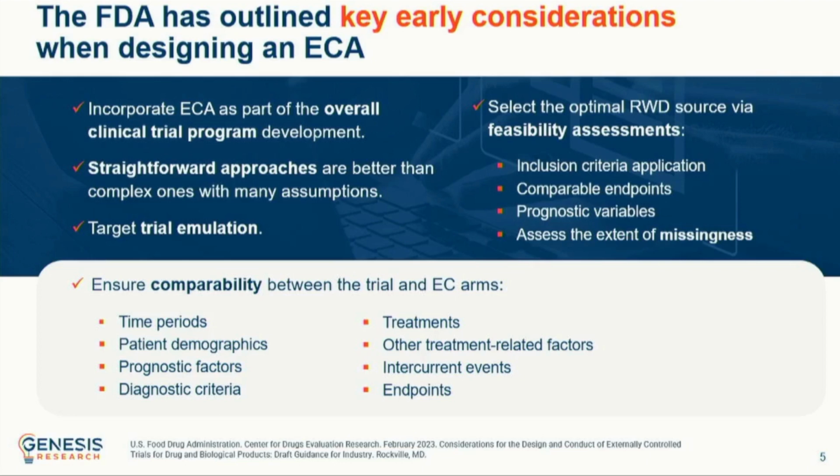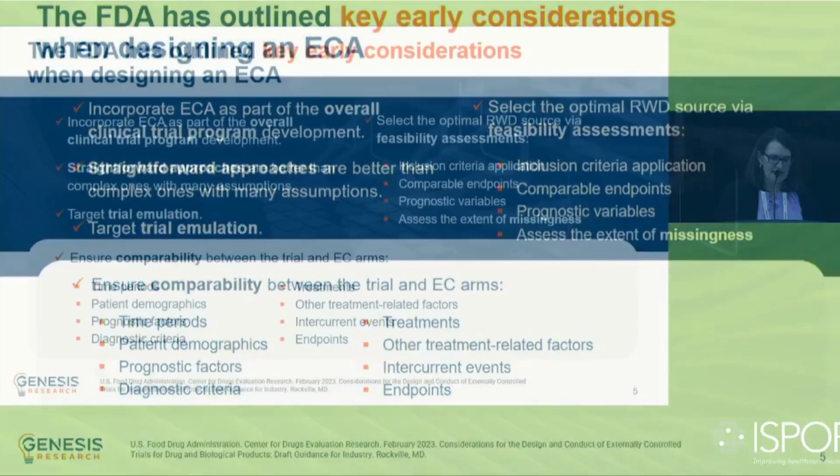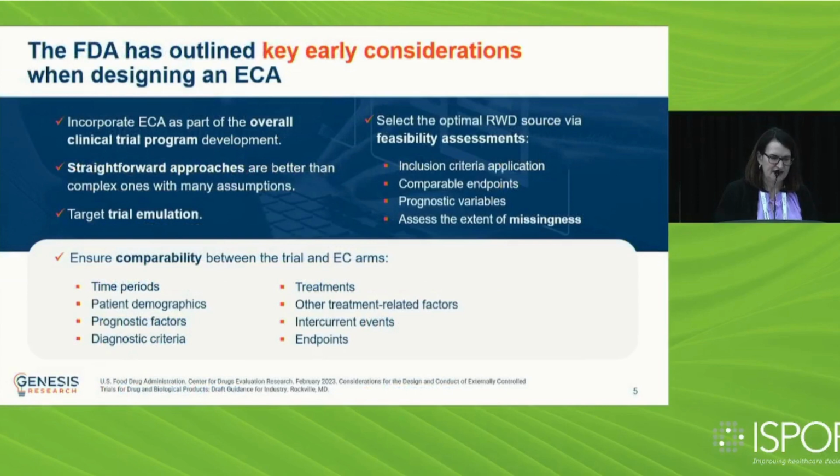So the FDA's guidance focused on the design and analysis of externally controlled trials using patient-level data from other data sources, such as clinical trials or from real-world data. But the key is really that the guidance focuses on patient-level data to use as an external comparator. Overall, the guidance stresses the need for early and well-considered planning of your external control arm study. The guidance recommends incorporating external control arms as part of the overall development program for the clinical trial. And the guidance recommends that straightforward approaches are generally preferred to complex ones with many assumptions.